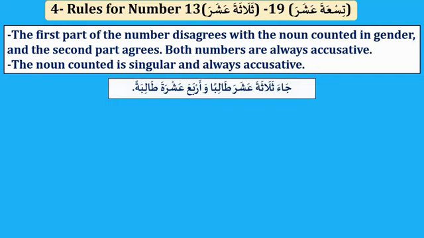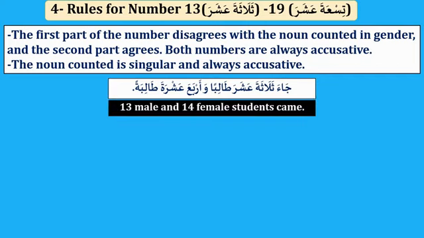Examples: جاء 13 طالبا و14 طالبة. 13 male and 14 female students came. 13 طالبا, 13 male students. The noun is masculine, but the first part of the number must be feminine, the opposite gender of the noun counted. But the second part, the ten, must be the same gender as the noun, must agree with the noun. And here for feminine, 14 طالبة. The first part disagrees with the noun, the second part agrees with the noun.